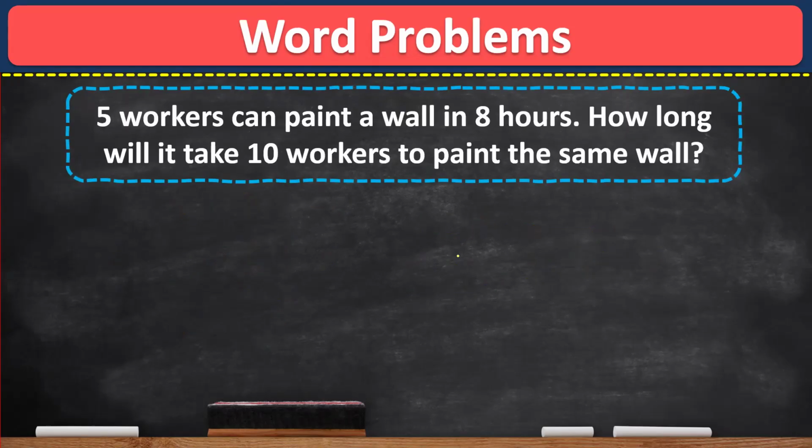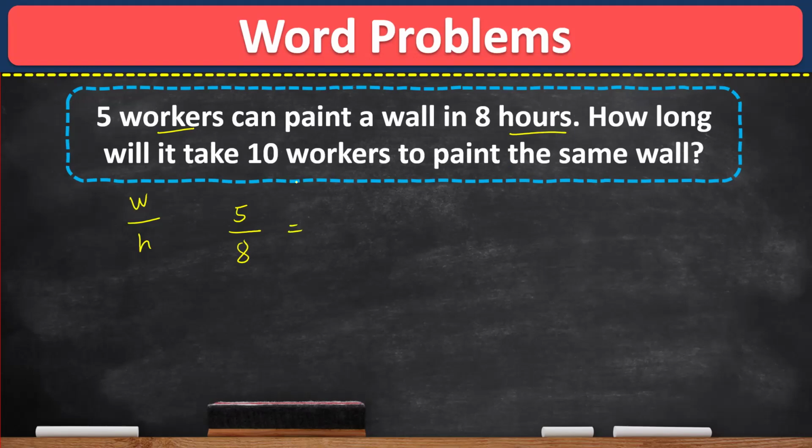Next one. So 5 workers can paint a wall in 8 hours. How long will it take 10 workers to paint the same wall? So again, the relationship is workers to hours, right? So workers over hours. First, we have 5 over 8. That will be equal to, so how long will it take 10 workers to paint the same wall?